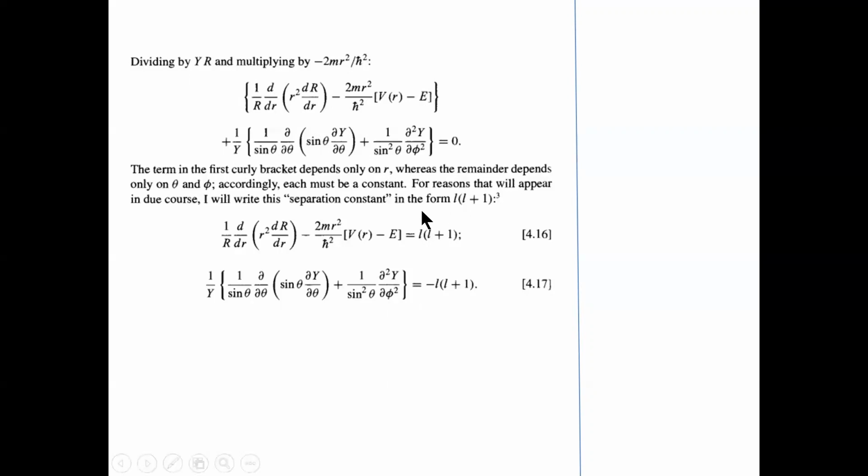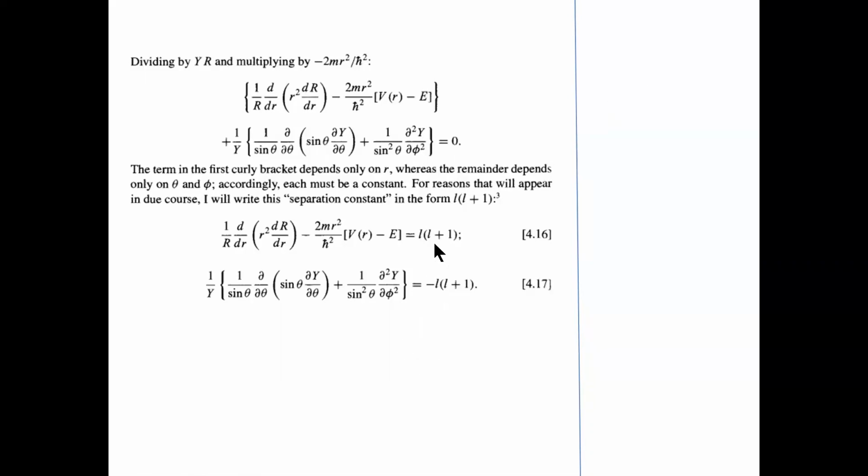It is the practice in the separation of variables technique to set these two terms equal to some constant. It's called the separation constant. Now, this constant we write out in this form. Normally we just take a constant, but we write it in this form because we're setting ourselves up to solve the hydrogen atom. That's why we're writing it out in this form. So you can see that these two are written with respect to some constant.